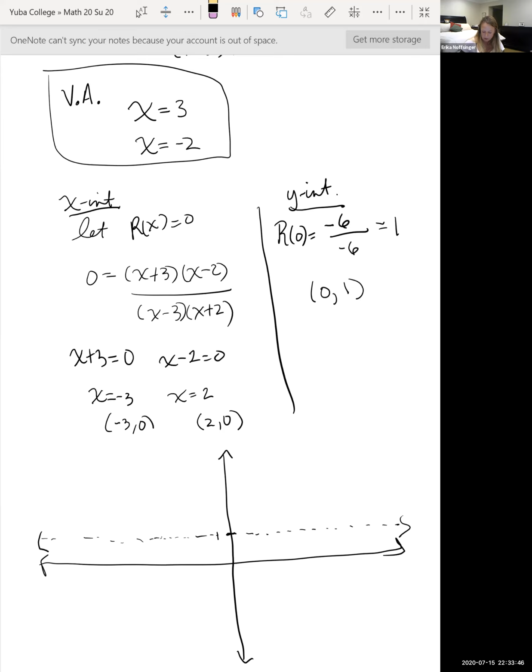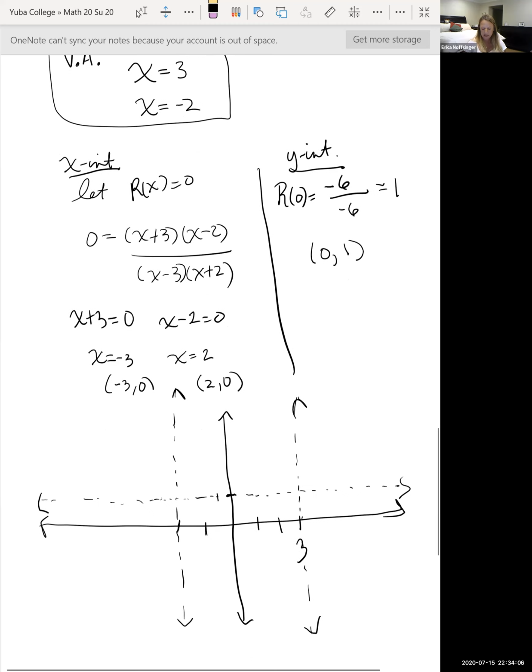X equals three, so one, two, three, was a vertical asymptote. X equals negative two was a vertical asymptote. And then we had a y-intercept at 0, 1. Oops, wrong place, that's 0, negative 1. Up here. And then we had x-intercepts at negative 3, 0, and 2, 0.